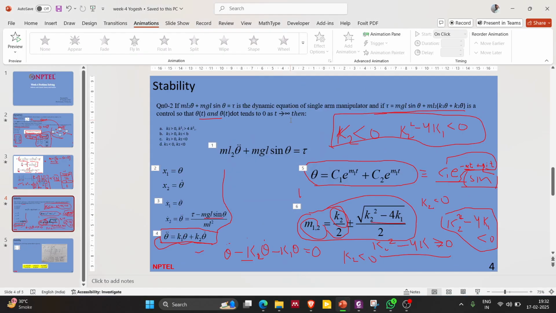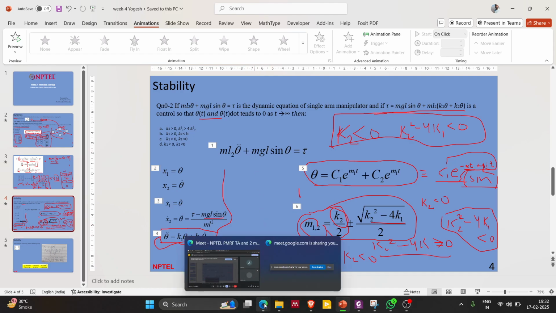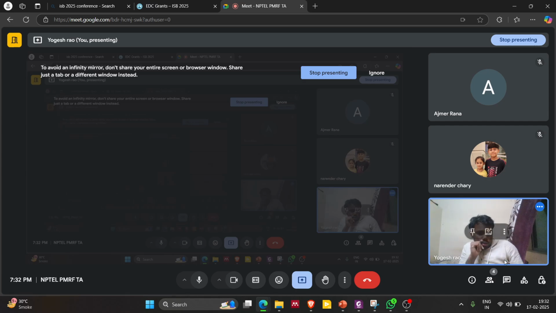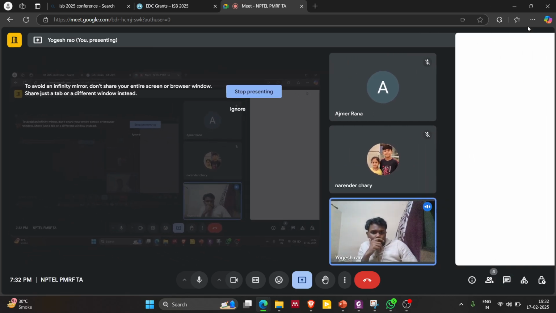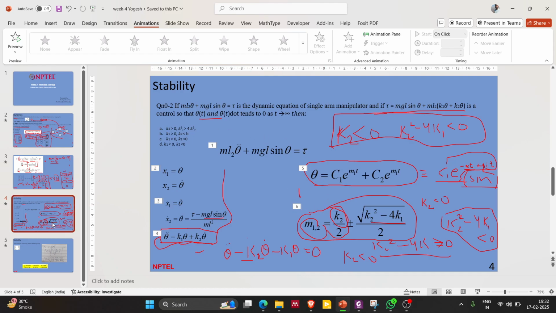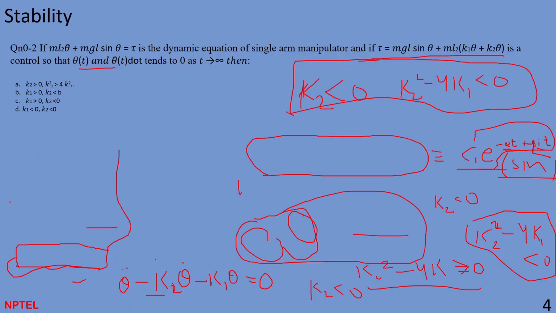And so there is this last problem. I think you can easily solve this kind of problem. The answer has been given, but I think I need to change the options here. The option will be A, but K2 is shown as greater than 0, whereas K2 should be less than 0. Then only will that make sense.